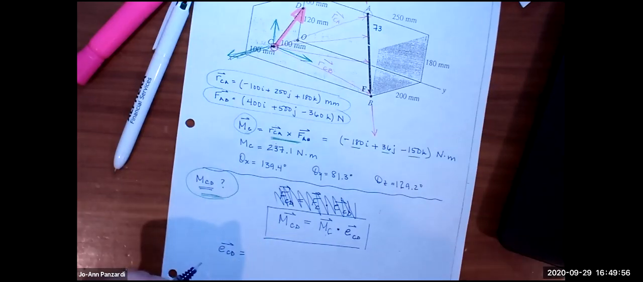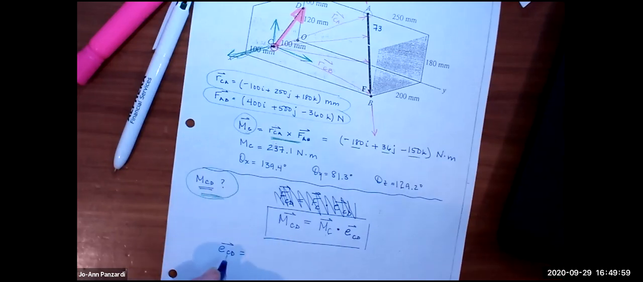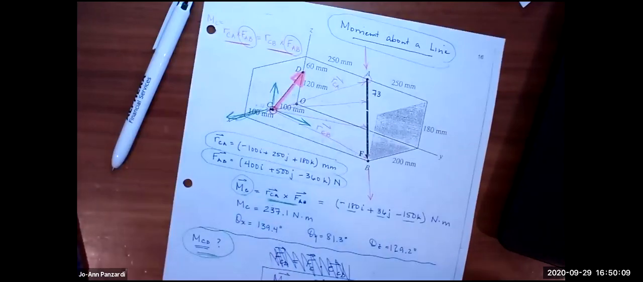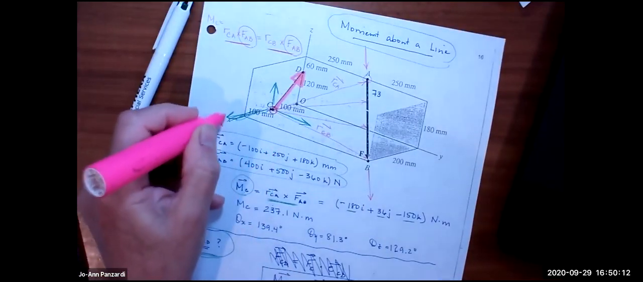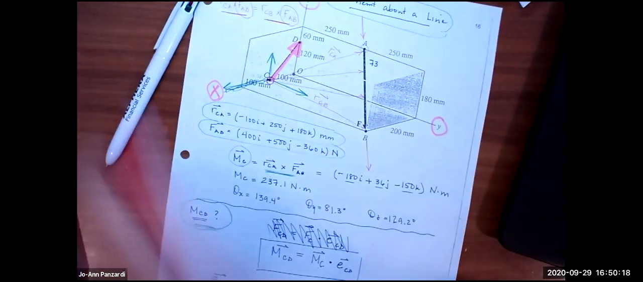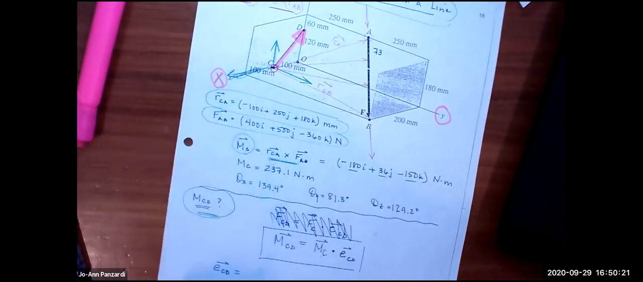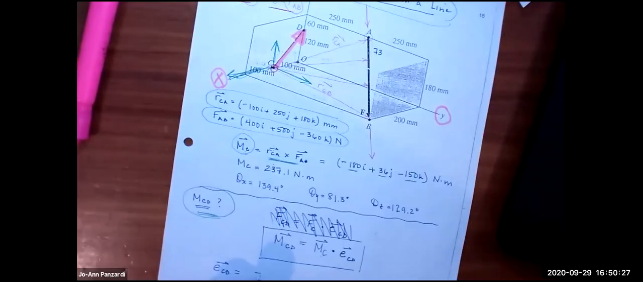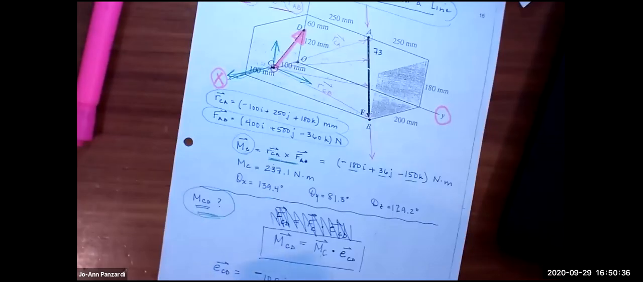Colin, you here? Yeah. Colin, going from C to D, how would I calculate the unit vector? And notice, remember whenever we deal with 3D, we have to make sure we see where the axes are. Here's the X, here's the Y, and here's the Z. So what direction is it going from C to D? What's the direction in the X? Negative 100. Yeah, negative 100 i. And then in the Y? Zero. I won't even write it. And how about the Z? Positive 120. Right.